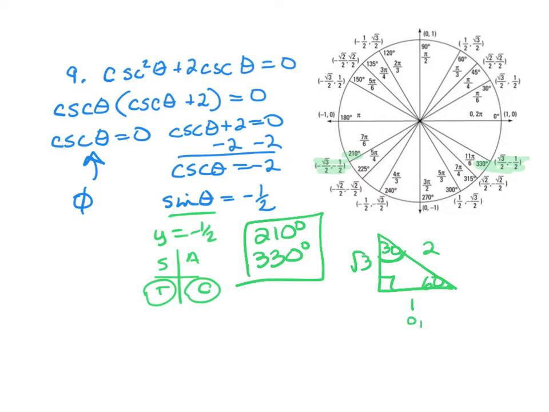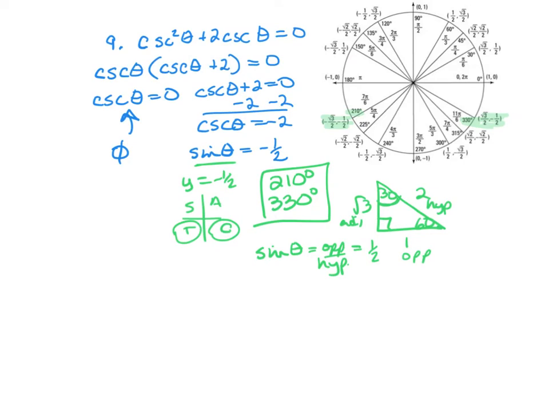So opposite, adjacent, hypotenuse. We're doing sine here. So sine of theta uses opposite and hypotenuse. And we're going to get 1/2. And then just adjust it based on the quadrants. Let's try number 10.